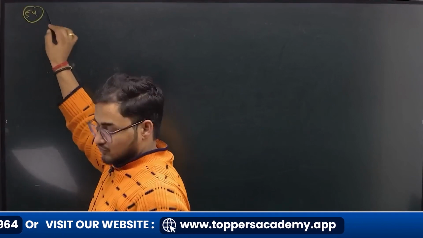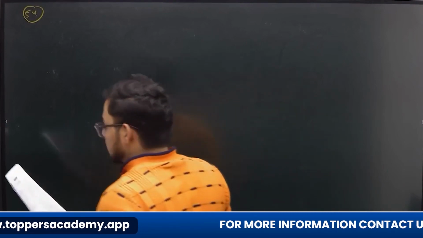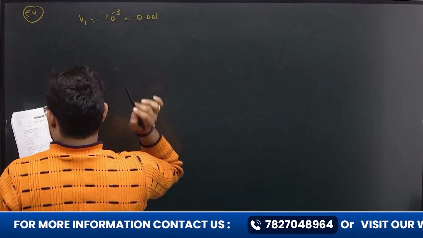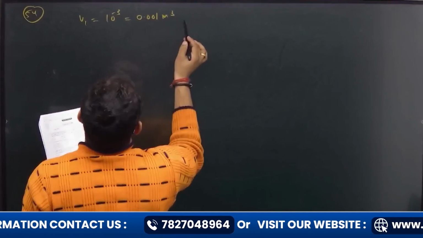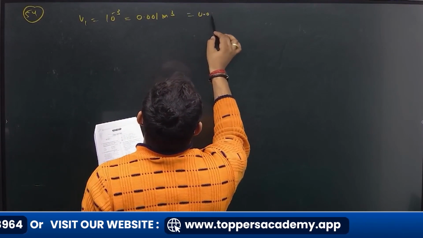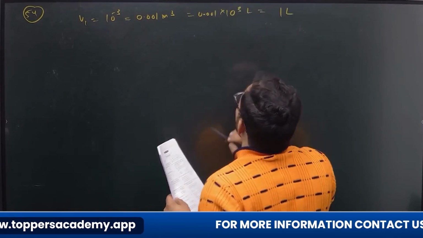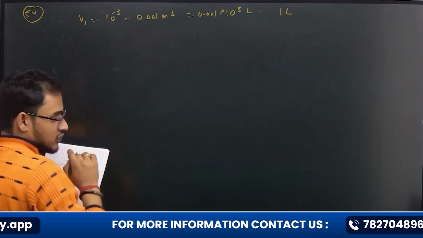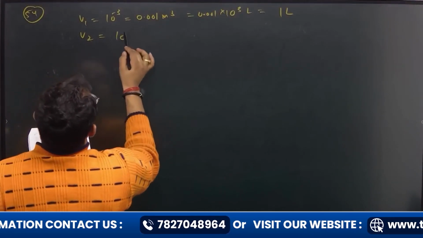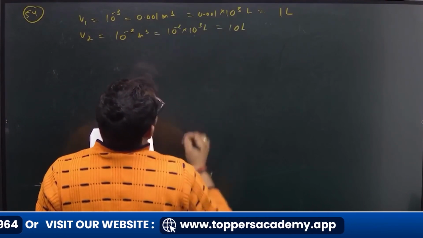Now question number 54. An ideal gas expands in volume from 10 to the power minus 3, that is V1. It is 0.001 meter cube. 1 meter cube is equal to 1000 liter. So 0.001 into 1000, it will be 1 liter. V2 is 10 to the power minus 2 meter cube. 10 to the power minus 2 into 10 to the power 3 liter, it will be 10 liter.